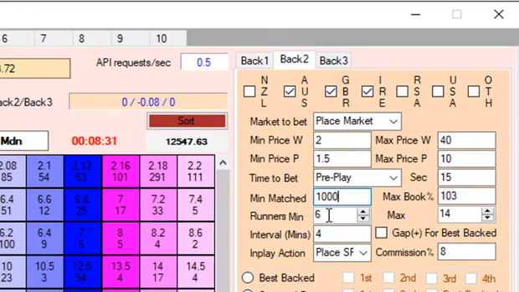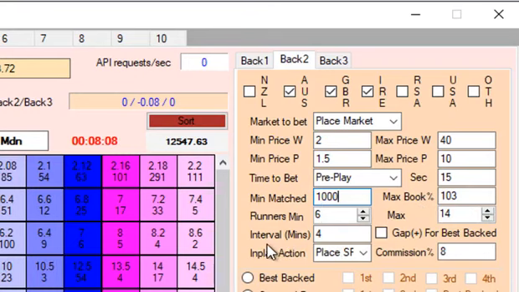Then of course you've got your runners market. Runners minimum is, I've got 6 and maximum is 14. So obviously you don't want to be betting in this case on races with only say 3 horses in it. Well, if there's only 3 horses in the place market, it won't come in. So you can set your market, your field sizes there.